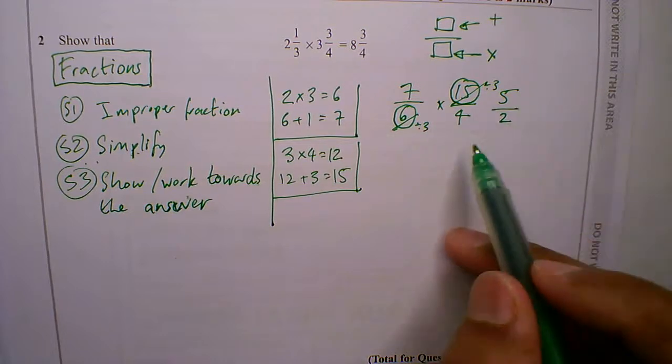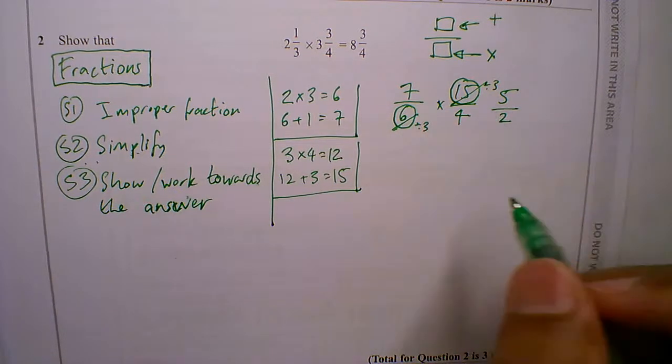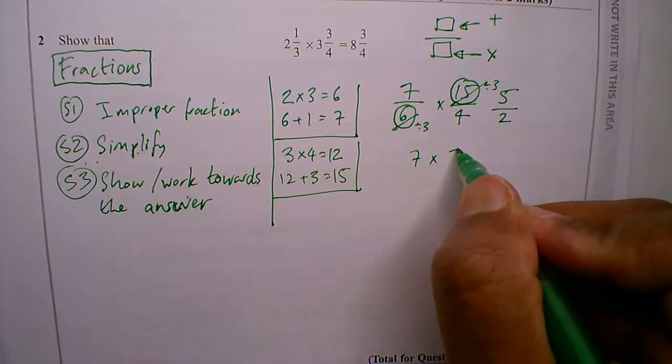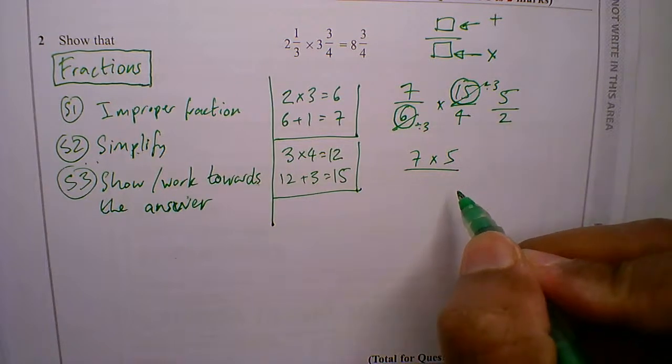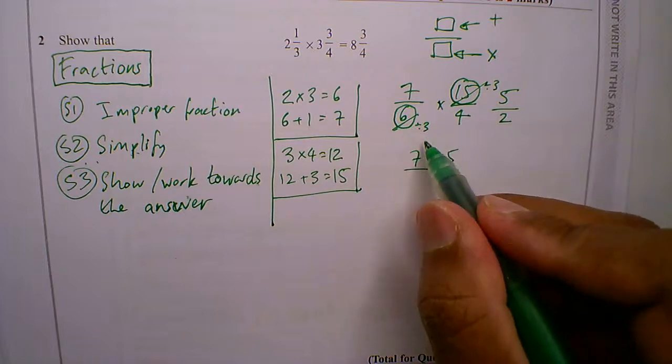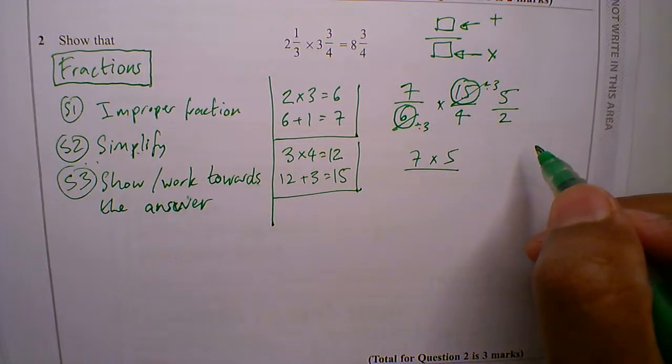Okay, so I'm going to tidy this up a little bit. I've got 7 times 5, and I've got 4 times 2. 6 divided by 3 is 2.